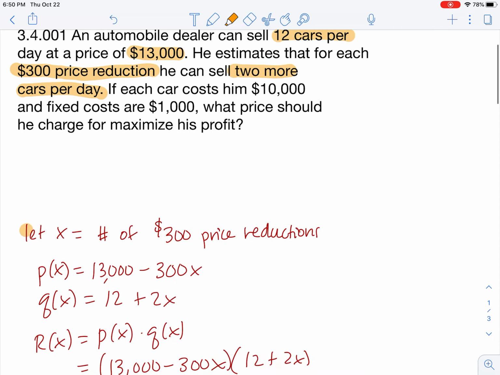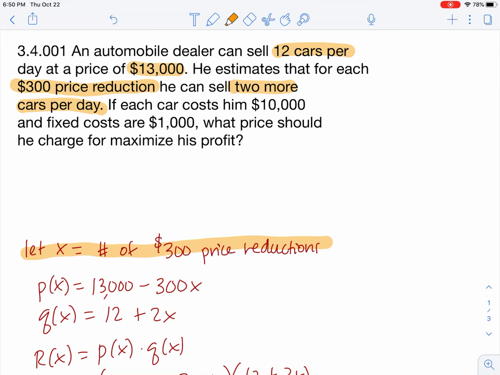So we're going to let X be the number of $300 price reductions. So for price, we are currently selling the cars for $13,000, and we're looking at a $300 price reduction. So 300X because X is the number of $300 price reductions. It's minus because we're reducing the price by $300 for each vehicle. Now, for quantity, right now we're selling 12 cars, but we think if we reduce the price by $300 per car, then we can sell 2 more cars. So 2 cars for every $300 price reduction.